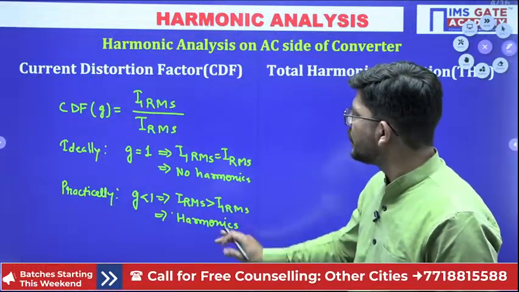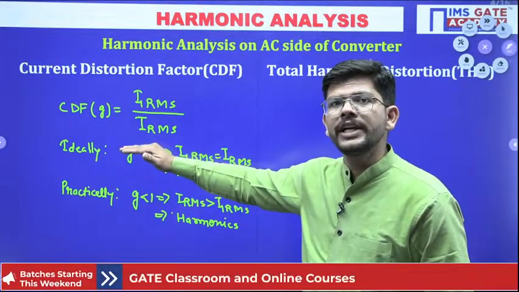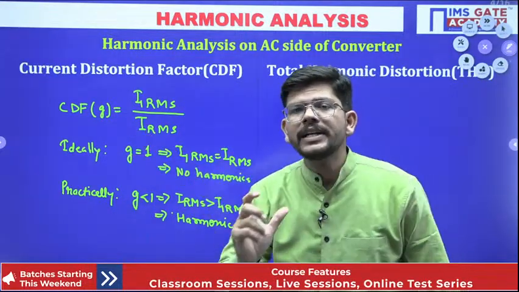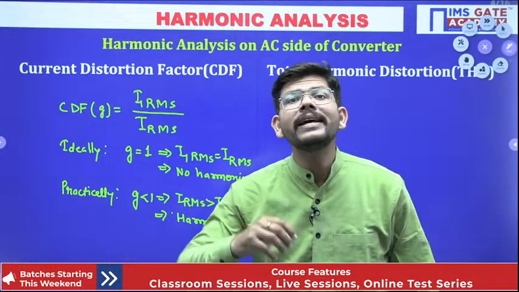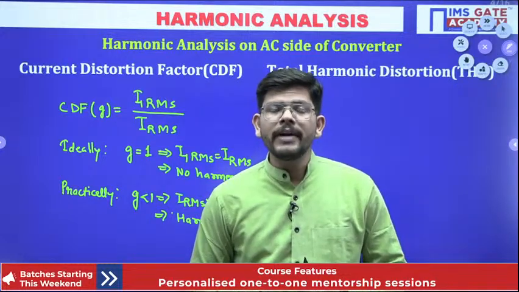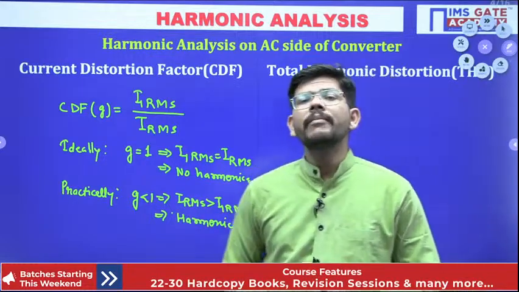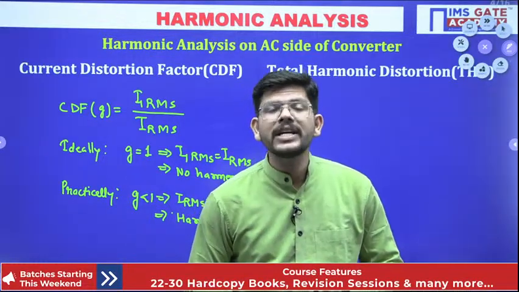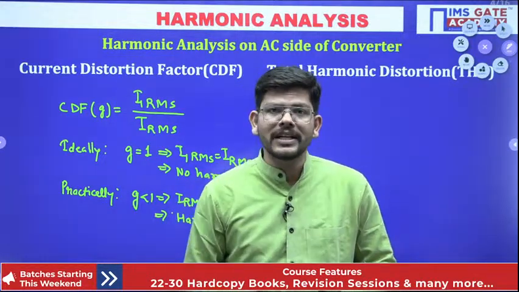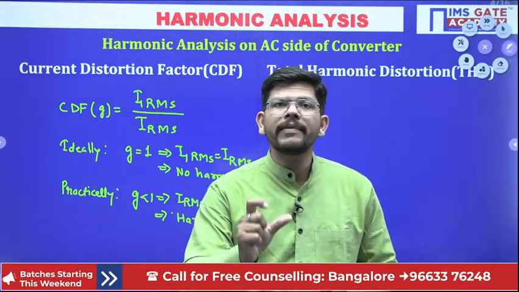So now from here you can predict, as the value of G approaches towards unity, the perfect sine wave nature of the waveform will be restored, isn't it? If harmonics are not there, then the waveform might have a perfect sine wave nature. But if the harmonics are there, the waveform might not have a perfect sine wave nature. It is a distorted waveform, and that is why we are calculating the current distortion factor. Because of harmonics, the distortion will be there.